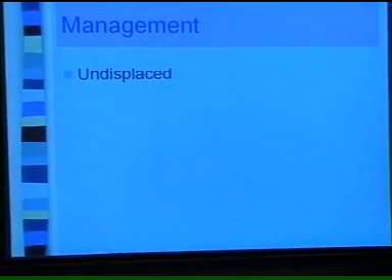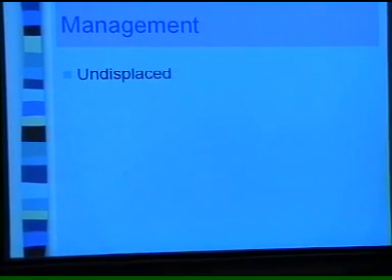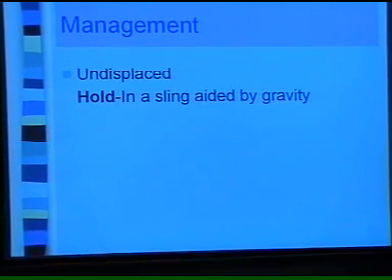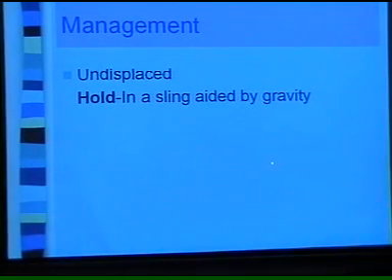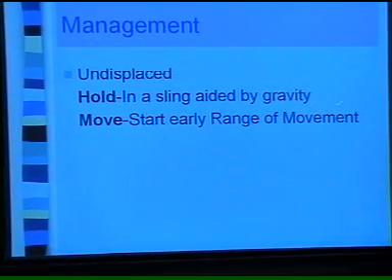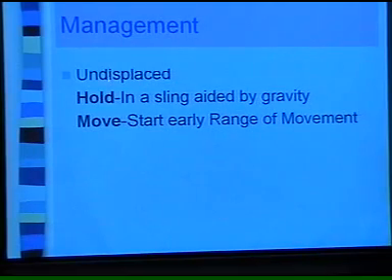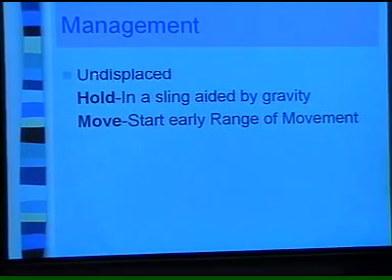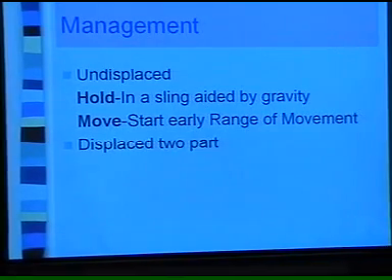How do you manage these fractures? An undisplaced 2-part fracture can be managed conservatively in a sling, and the gravity helps us here to reduce the fracture. It's a good time when we use the gravity to help maintain reduction. Start moving early. Same principles. Reduce, hold and move. Already reduced, so we hold it and we move it. Start early range of movement exercise.